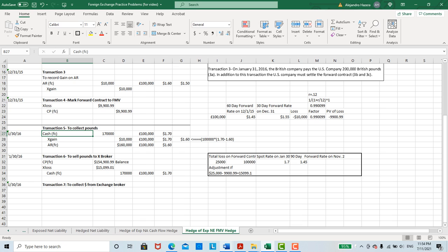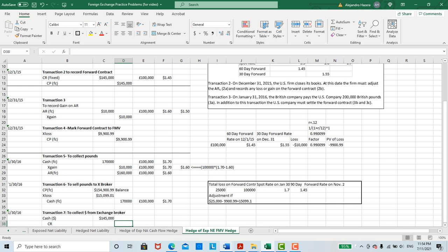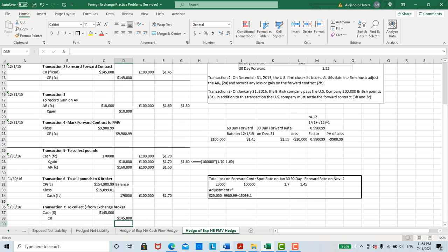You collect the pounds, sell them to the exchange broker. Now the exchange broker owes you some dollars. So you're going to put cash. This is the easiest. I will put dollars here. Cash, and this is going to be contract receivable, which was fixed. And these are going to be equal to the original fixed $145,000. That number right there, that number right there.